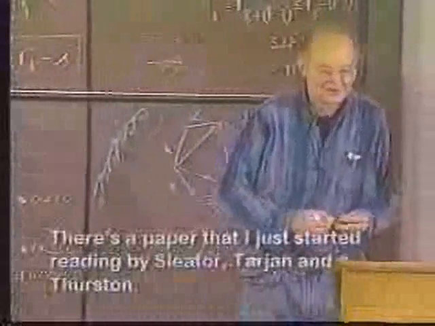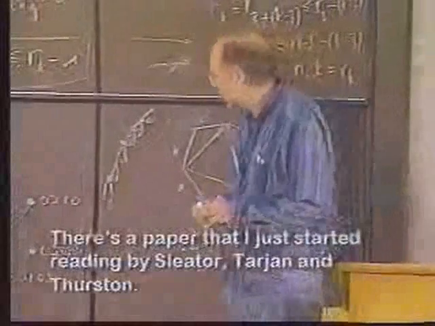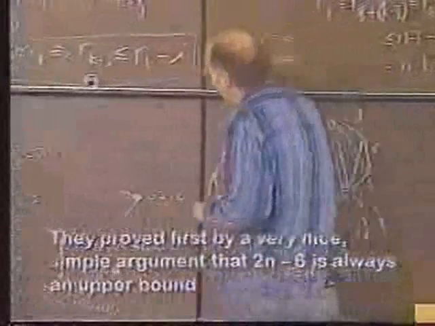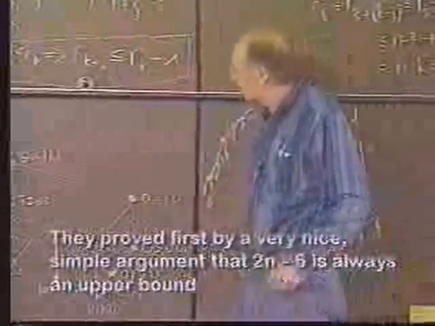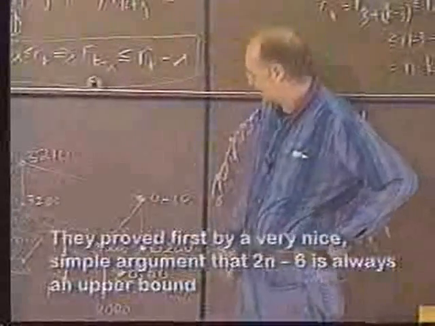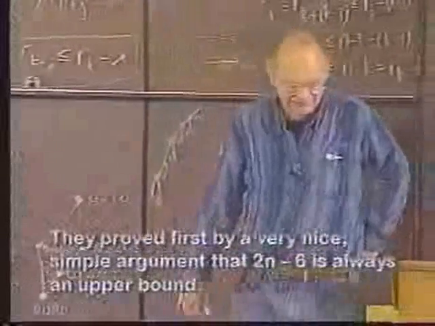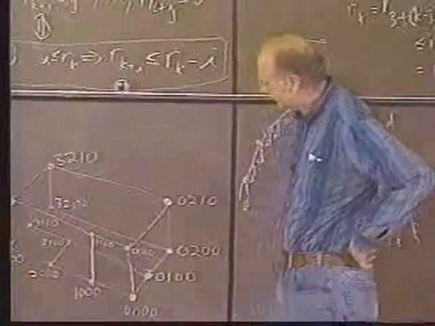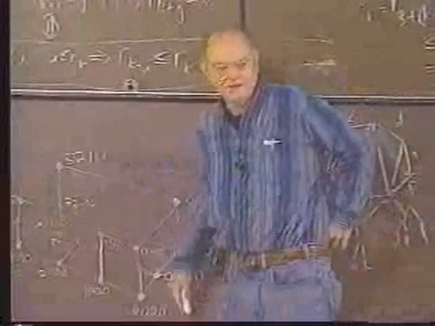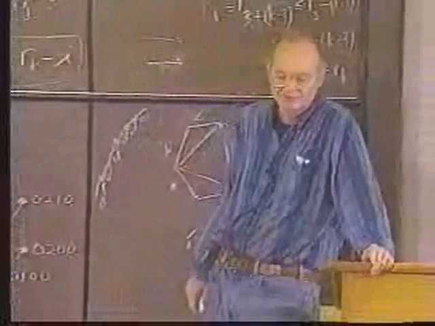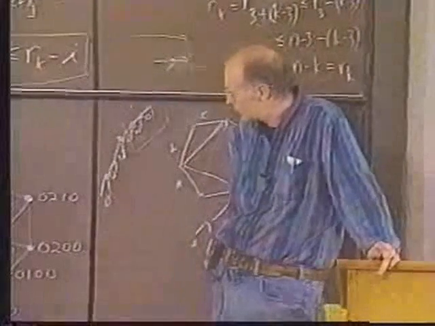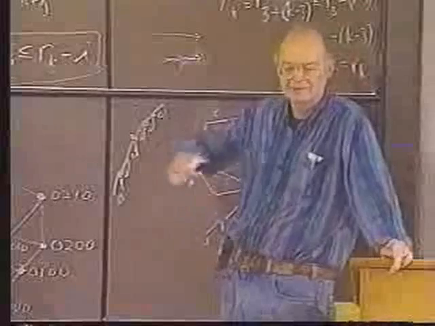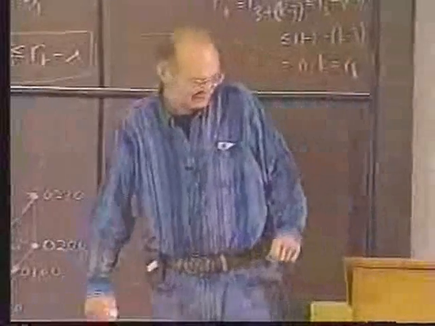But there's a paper that I just started reading a couple hours ago by Sleator, Tarjan, and Thurston, where they proved first by a very nice simple argument that 2n minus 6 is always an upper bound as long as n is greater than 10. So if n is 11 or more, you can always get from any tree to any other in 2n minus 6 rotations at most. And then they prove by an incredibly complicated argument that for infinitely many cases, this bound is tight. For infinitely many values of n, there are trees with n nodes that are exactly 2n minus 6 apart in this graph.